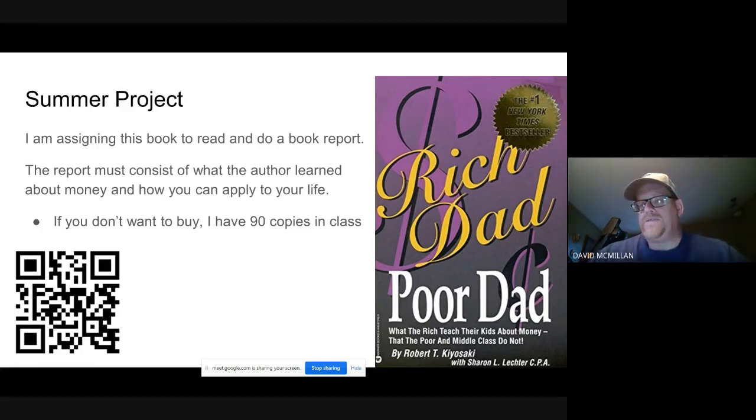Now, most of my students that have successfully written the report broke their book report down into chapters and explained what he learned about money in each chapter and what it meant to them, what they could see for their life. I do have 90 copies. If there is anybody needing a copy, I'll be more than happy to set up a borrow date and show up at school and you can pick up a copy. Again, I only have 90 copies.